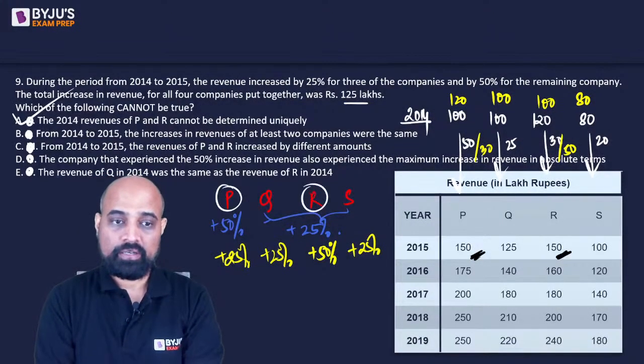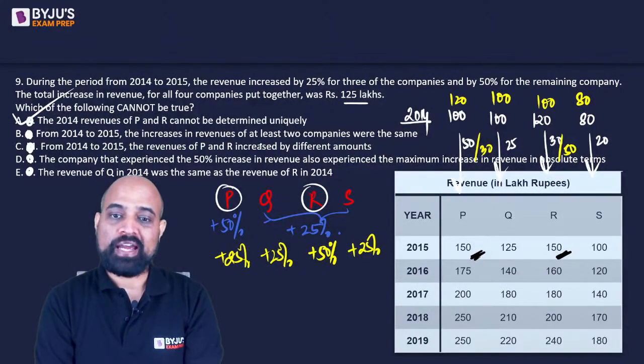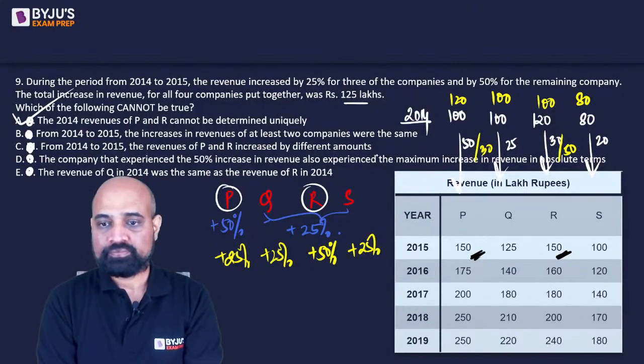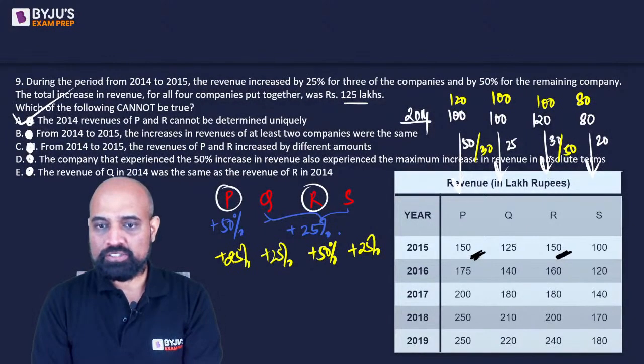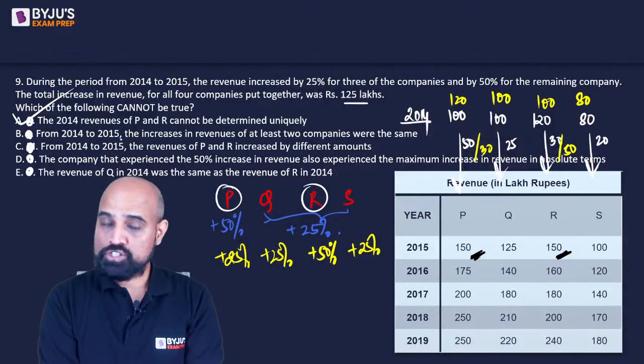Between P and R. Now, from 2014 to 2015, the increases in revenue of at least 2 companies were same. The increases in revenue for at least 2 companies were same. Right now, we do not see कि 2 company का same है कि नहीं. We'll have to check other possibilities. So we are not sure.